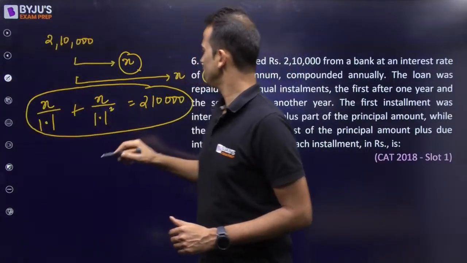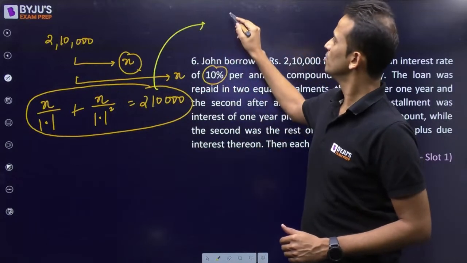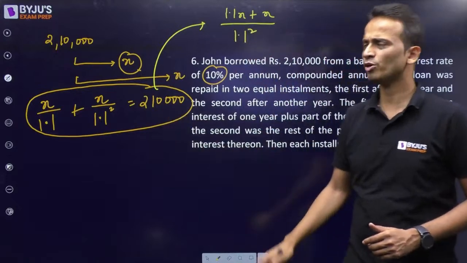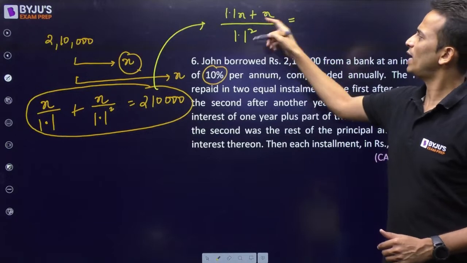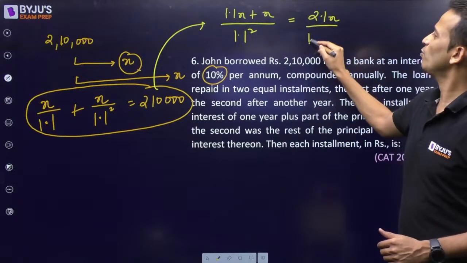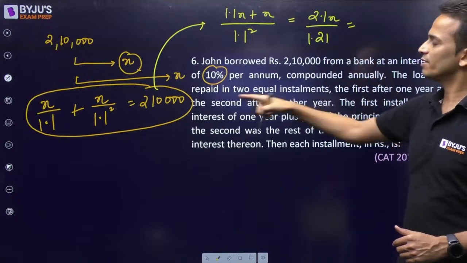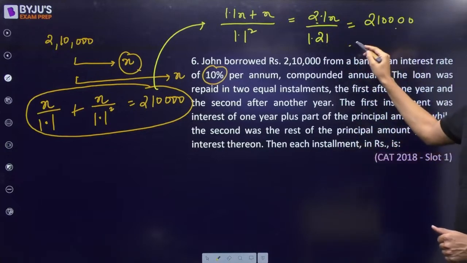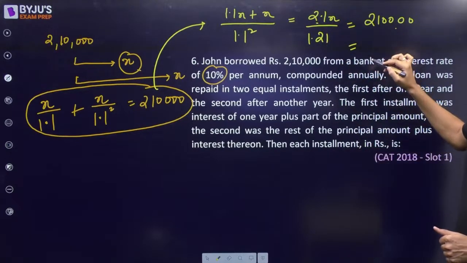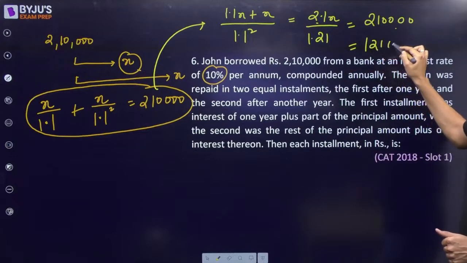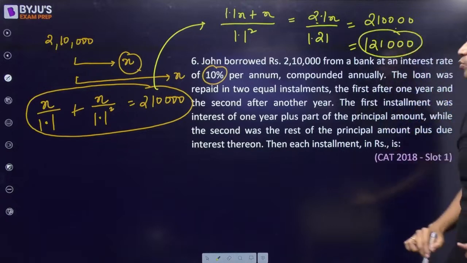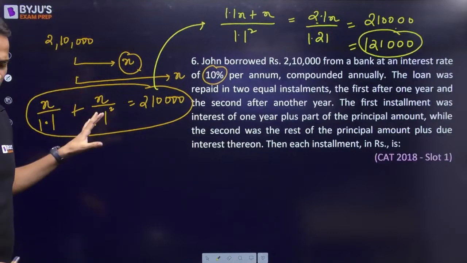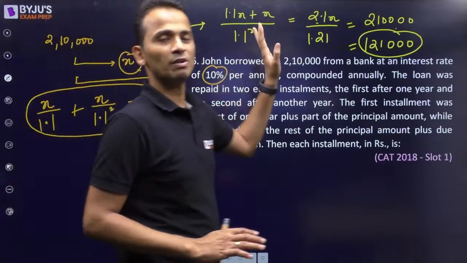इस equation को solve कर लेते हैं. So x divided by 1.1 plus x divided by 1.1 square, LCM लिया मैंने 1.1 square, that is equal to, इनको add किया, 2.1x divided by 1.21, and that is given as 21,000. So cancel हो गया यहां से, and the final answer 1,21,000 will be the final answer. All right, fine. You just need to simplify this equation. If you have understood this equation, then you will be able to simplify it very easily.